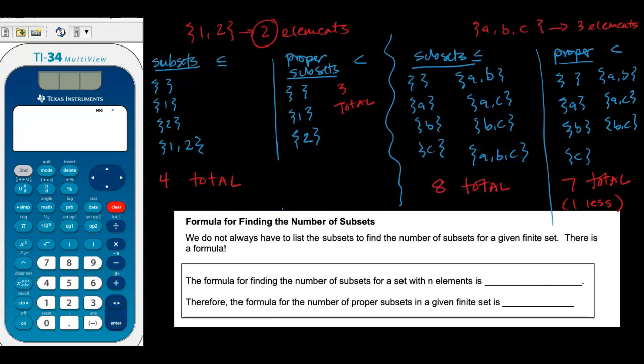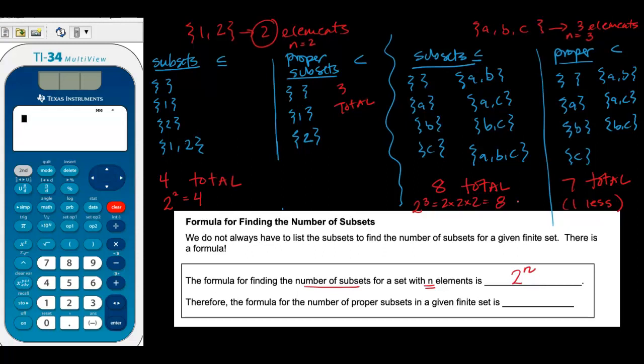Maybe I could try something with an exponent, and that's what the formula actually has us do. So the formula for finding the number of subsets with n elements is 2 to the n power. And if you look at these examples, you can see how this works. So in this case on the left, I have 2 elements, so n is 2. So the number of subsets is 2 to the nth power, or 2 squared, and I end up getting 4. Over here on the right, I have 3 elements, so n equals 3. So if I do 2 to the 3rd power, which is 2 times 2 times 2, I end up getting 8. And so this will work for any set.